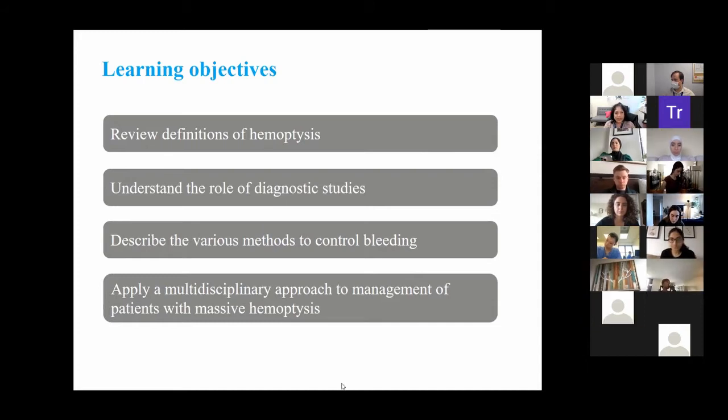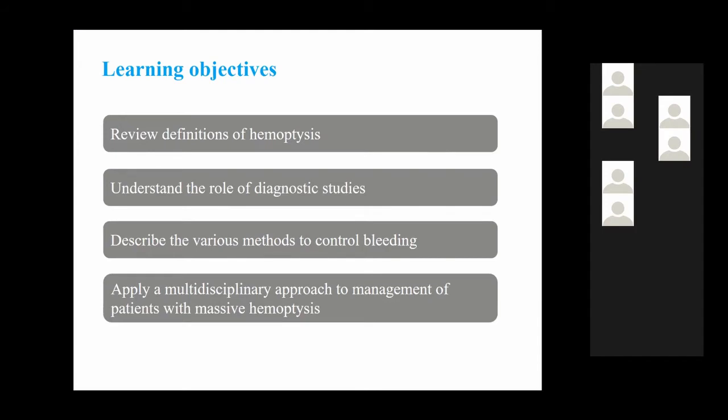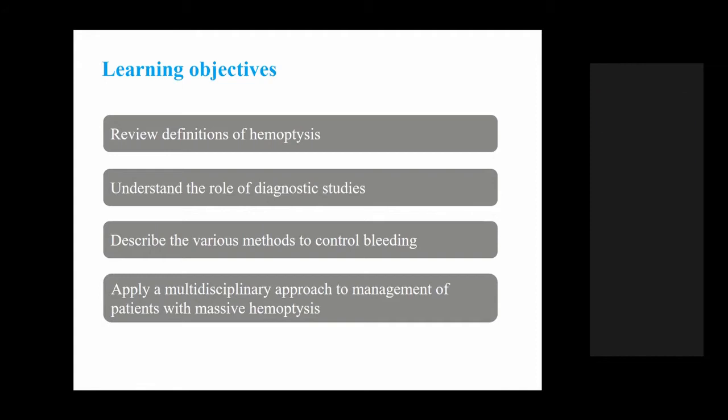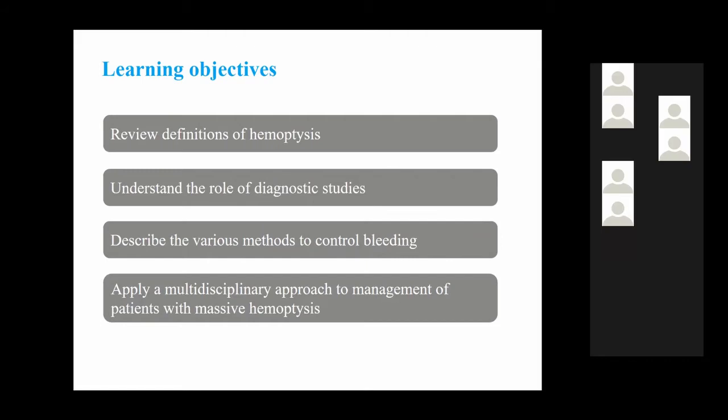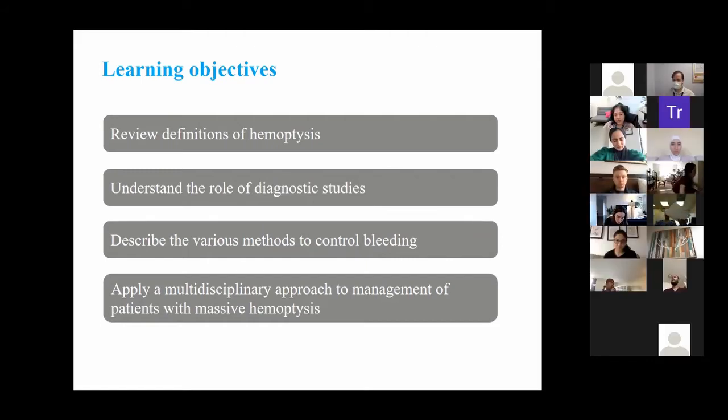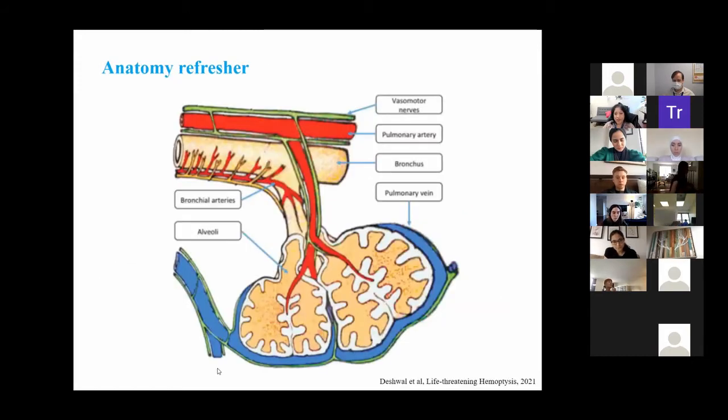So I'll start with just learning objectives. I talk about hemoptysis with the pulmonary critical care fellows, obviously. And I think that, when it comes to core topics for internal medicine, this isn't always at the top of the list, but I think one that is scary and common enough that you guys will see in your practice. So for learning objectives, we're going to review some definitions, really understand the role of diagnostic studies, describe various methods to control bleeding, and just talk about how we apply a multidisciplinary approach to the management of these patients. So just a few refreshers, a little anatomy refresher.